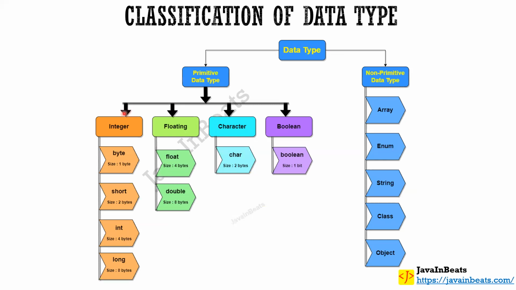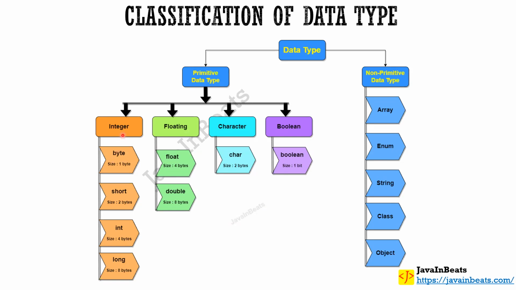Primitive further classifies into four parts. First one is integer, then floating, character, and boolean. And non-primitive has these different types. In this session, we are going to discuss the primitive data type only. In the primitive data type, there are four categories and every category is used to store a different type of value.